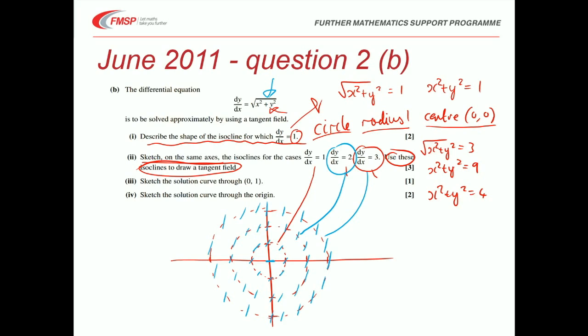Part 3 though says sketch a solution. We're at the stage of solving this. Notice this time we're not solving it by getting an equation, we're solving it by getting a picture of the curve. If it goes through 0, 1, let's do this in a different colour. I'll do this in a vaguely orange colour. 0, 1 is here.